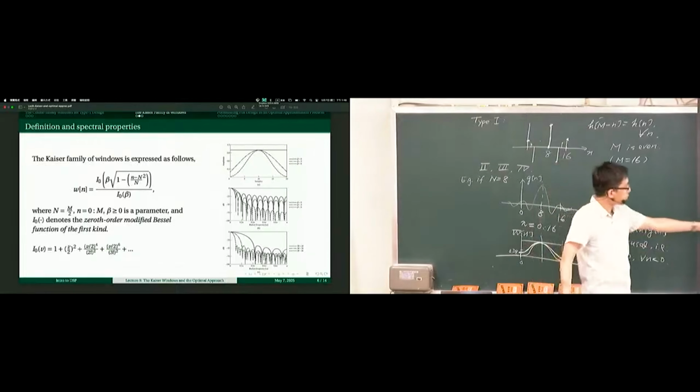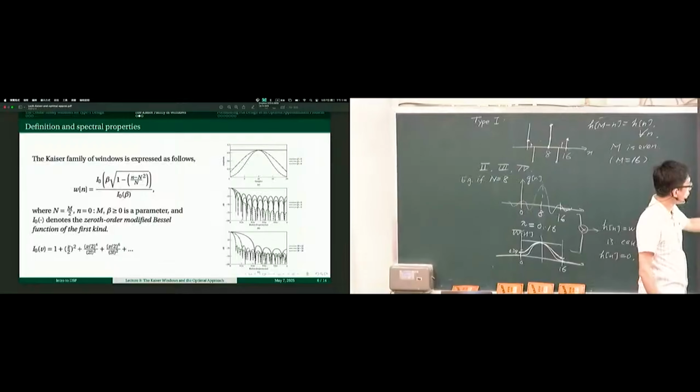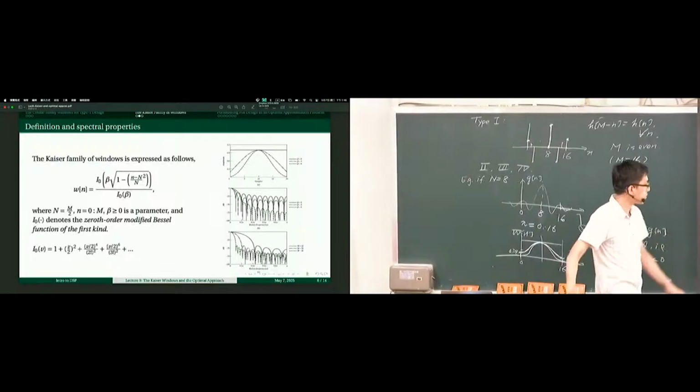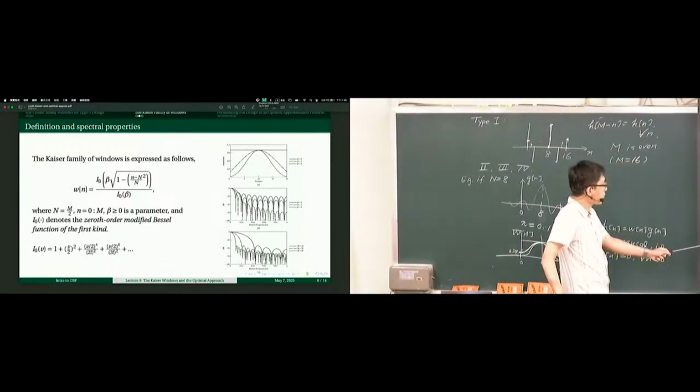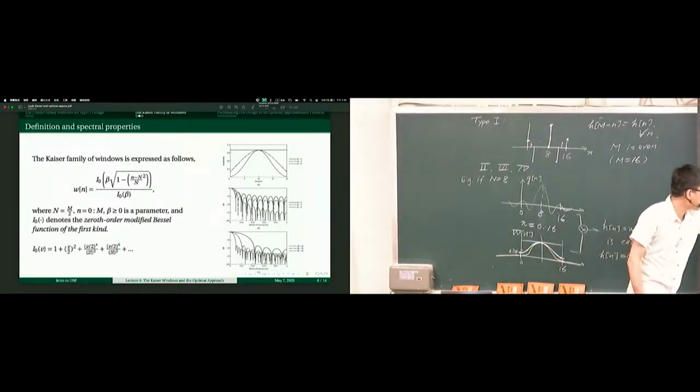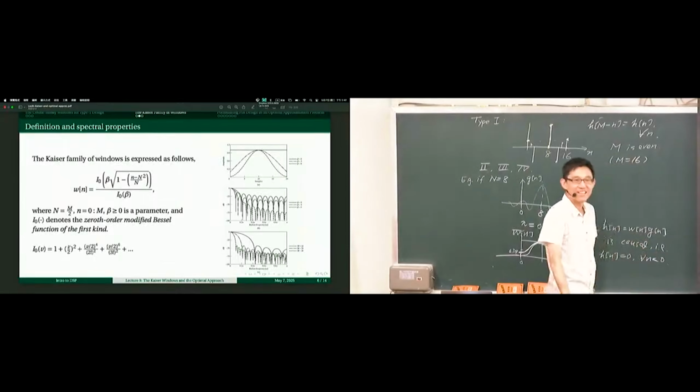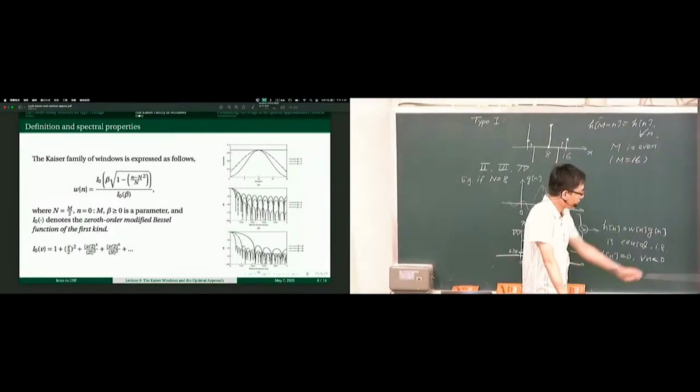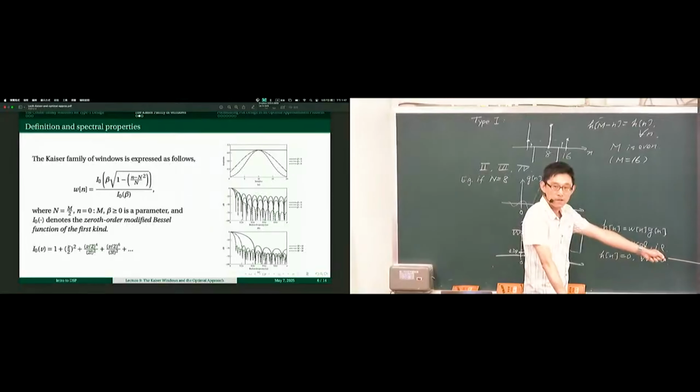So W, the window, and there's the function I0. What is I0? I0 denotes the 0th order modified Bessel function of the first kind. Repeat after me: 0th order modified Bessel function of the first kind. And that's, if you will, its power series expansion. Kind of nice.